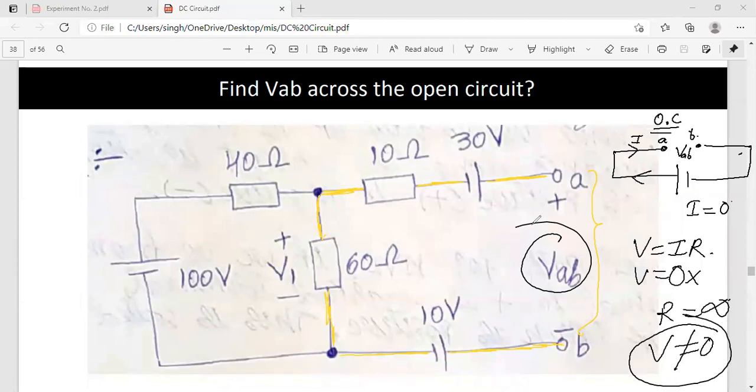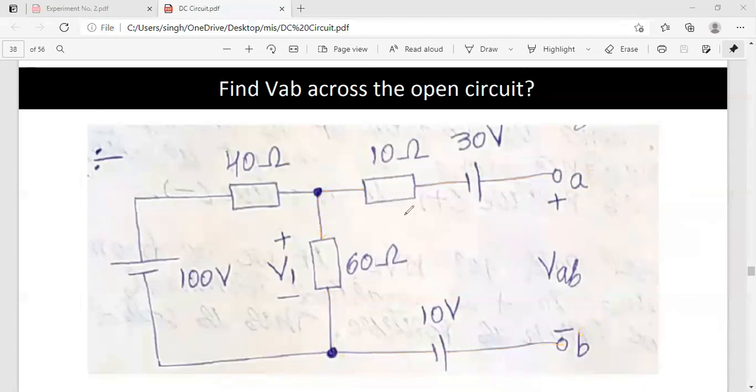You always think that in open circuit current is 0, so this is very general. But students also think that if current is 0, voltage should also be 0. No, we'll always have a voltage across the open end terminals. So we'll try to see this. We'll solve this problem.